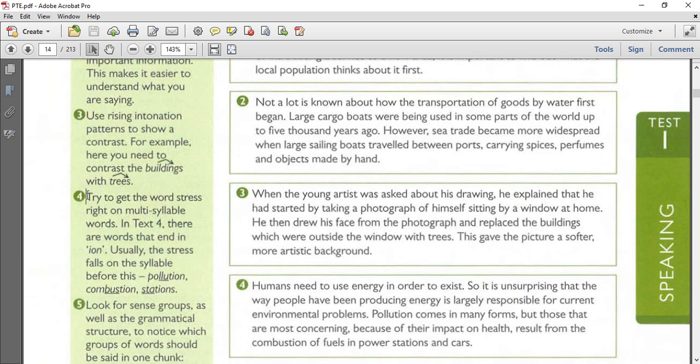Okay, now let's go to tip number 4. Try to get the word stress right on multi-syllable words. In text 4, there are words that end in ion. Usually, the stress falls on the syllable before this, like, okay, the word pollution. So before ion, we stress whatever the syllable is before it. Combustion. Okay, combustion.